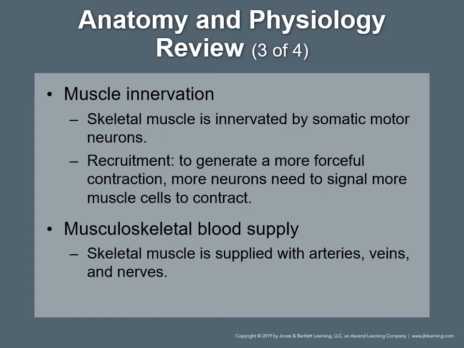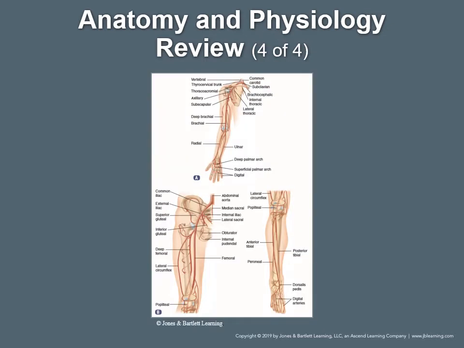Musculoskeletal blood supply. Skeletal muscle is supplied with arteries, veins, and nerves. It is important to realize which arteries are present in each part of the extremity. The blood supply in each upper extremity originates from the subclavian artery. This figure shows the arterial supply of the extremities. A is the upper extremity and B is the lower extremity.